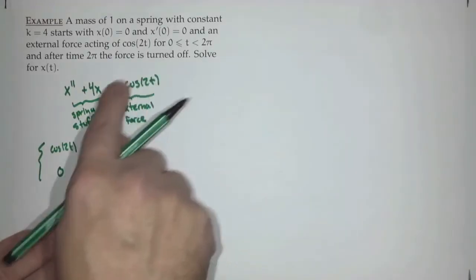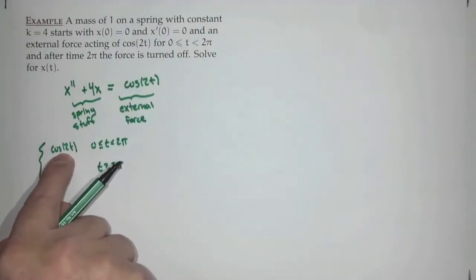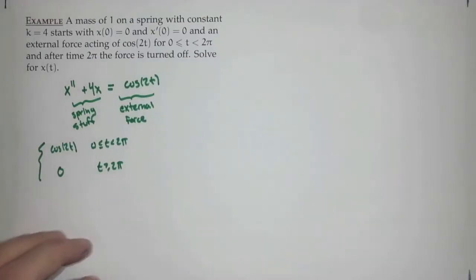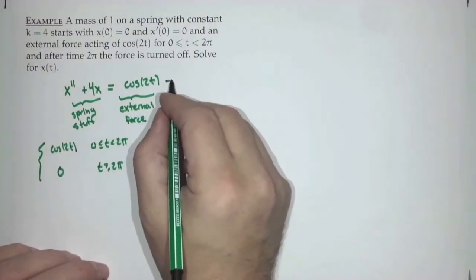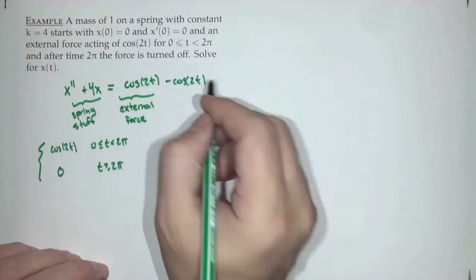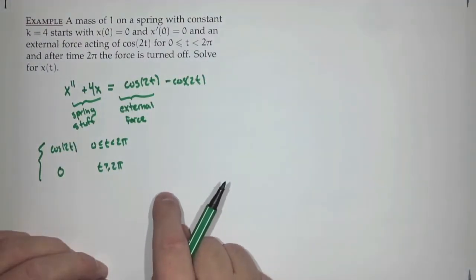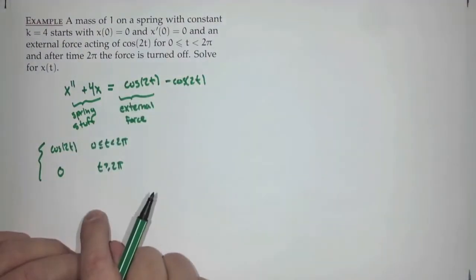So this is okay initially, but then we have to somehow turn it off. How do we turn something off? We add 0? Well, if you add 0, that's not quite enough. We want to make it 0. Okay, so we could subtract cosine 2t, but if I just write subtract cosine 2t, what happens? It's always 0.